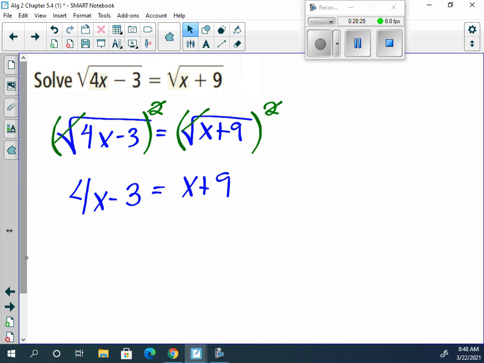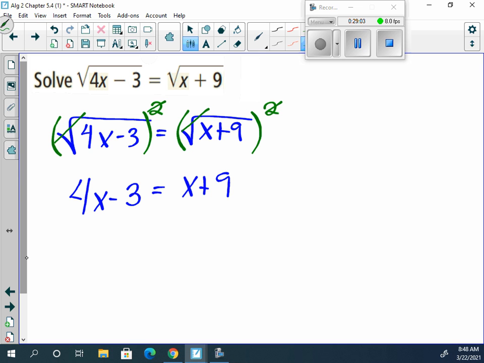Now, even though we have 4x minus 3 and x plus 9, there are more than one term there. They are grouped by the radical. So when we're squaring both sides, we only really have one term on both sides that's being squared. The radical of 4x minus 3, that is 1. And the radical of x plus 9, that is one term. So when we square it, those will simplify. Because if we have more than one term, we have to multiply it by itself. It doesn't work that nicely.